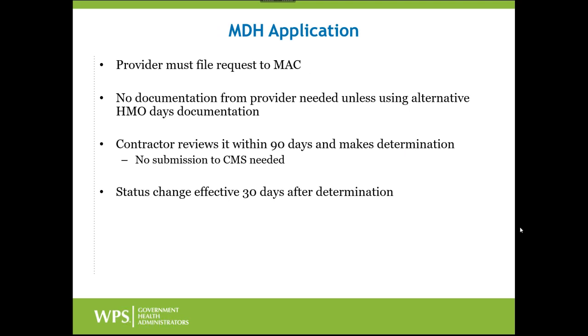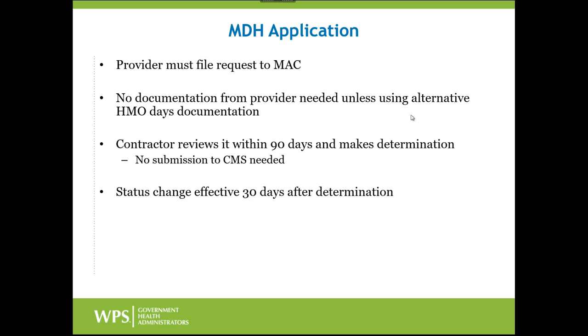So as far as the MDH application, just like sole community hospital status, you must file the request to the MAC. Now, there is no extra documentation needed. We can identify whether you're rural, we can identify your bed size from the hospital cost report, and we can identify the 60% test. The only information that might be needed is if you had some sort of alternative HMO day documentation, which, by the way, would really no longer be valid anymore. That was back when there were issues with the billing, so that's a non-issue at this point.